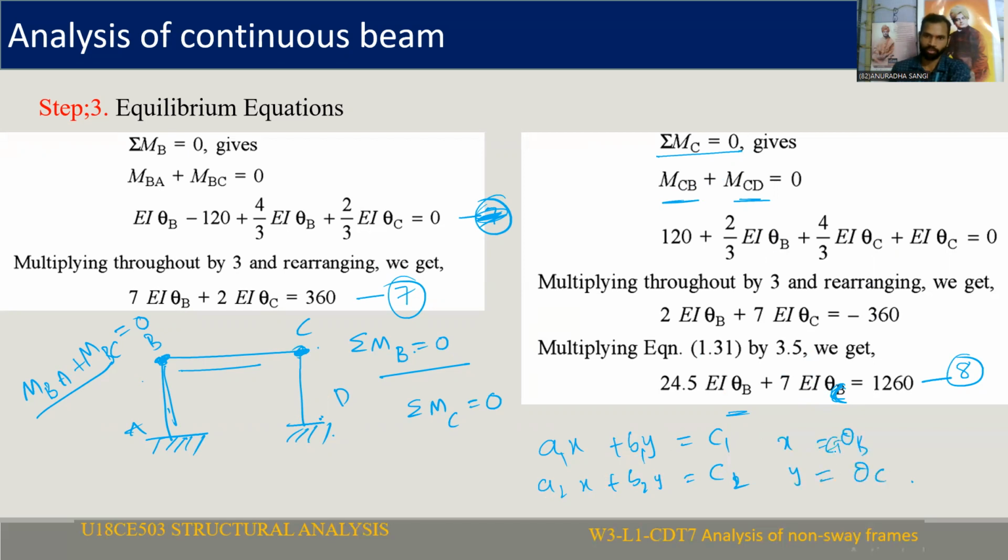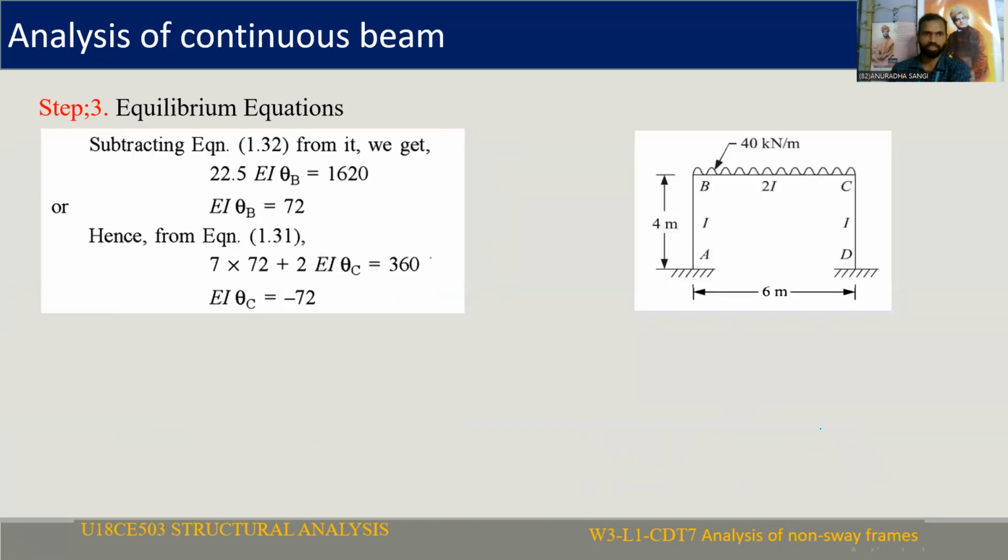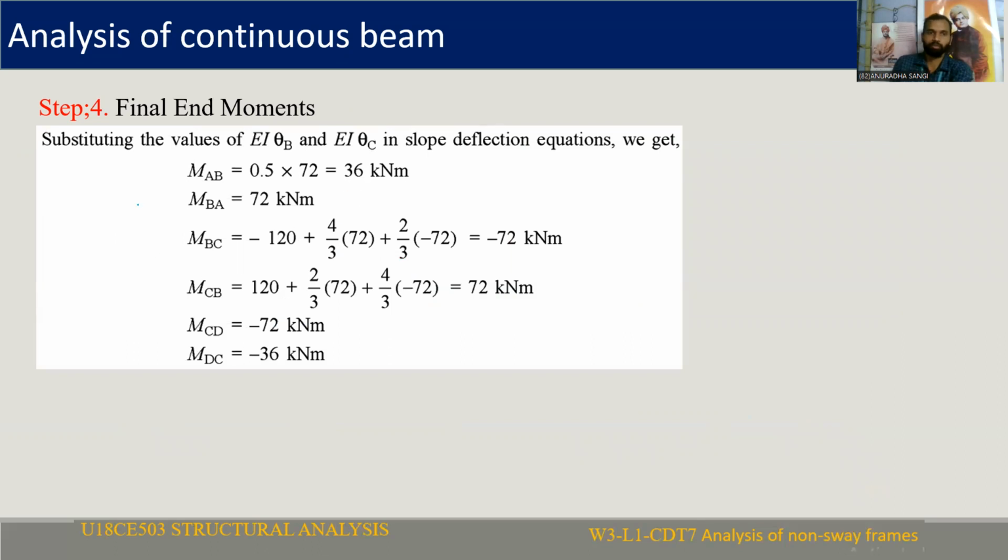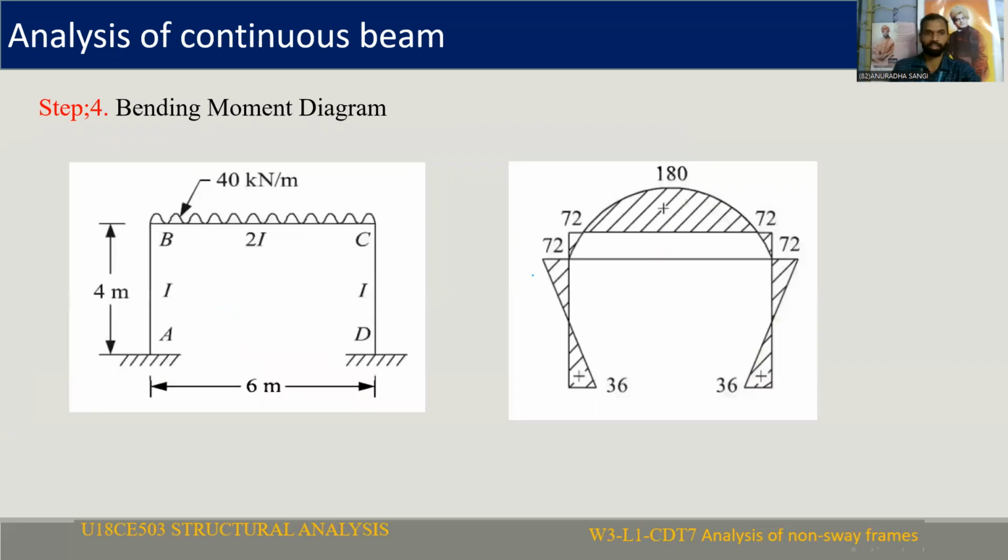Actually, x is EI theta B and y is EI theta C. So you are going to get these values. Whatever values you get for EI theta B and EI theta C, you directly substitute. You are going to get EI theta B equal to 72 and EI theta C equal to minus 72. Substitute the EI theta B and EI theta C values in MAB, MBA, MBC, MCB, MCD, MDC, all of them. You are going to get the final end moments. After calculation of the final end moments, we need to draw the free body diagram and the bending moment diagram.